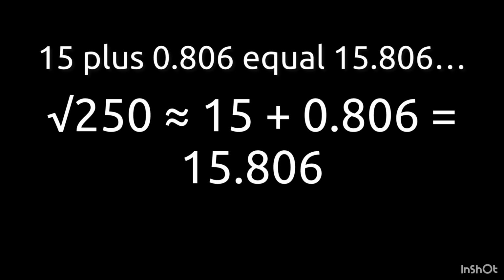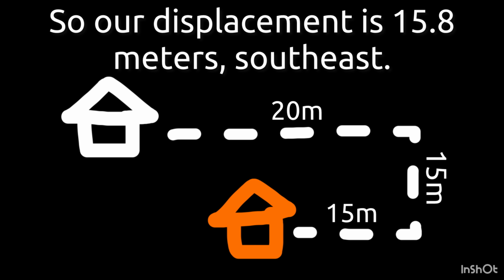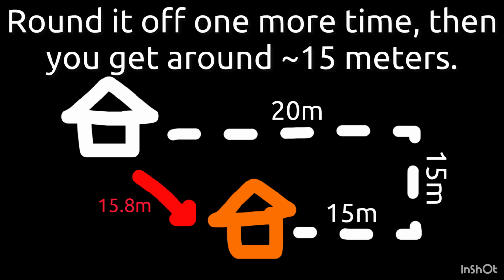We'll get back to the previous equation I said. 15 plus 0.806 equals 15.806. Rounded off to the nearest tenths, we get 15.8. So our displacement is 15.8 meters southeast. Round it off one more time, then you get approximately 15 meters.